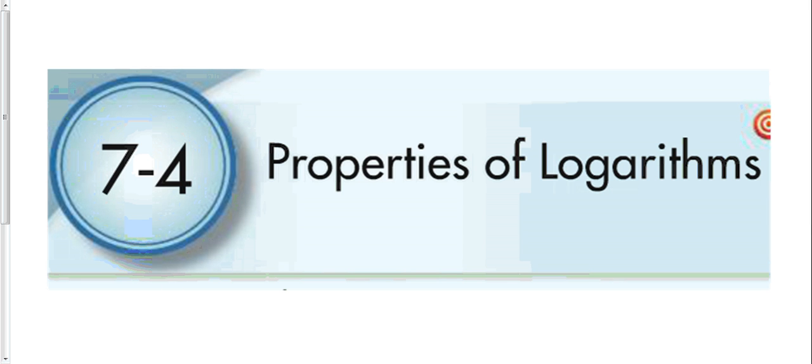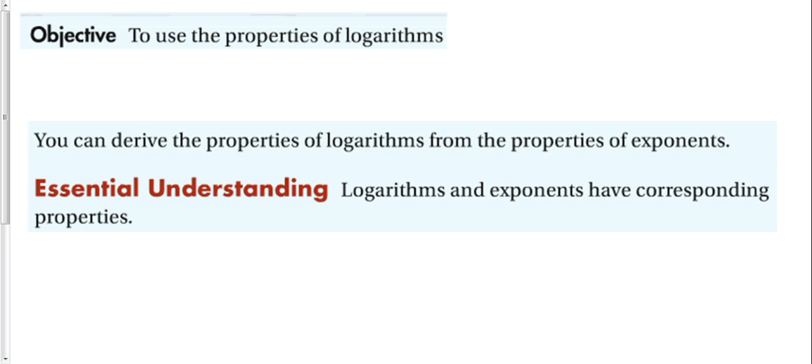All right. This is 7-4, properties of logarithms. Our objective is to use all the different properties of logarithms to split them apart or put them back together. All the properties of logarithms come from properties of exponents, only because they're inverses of each other, they work backwards.